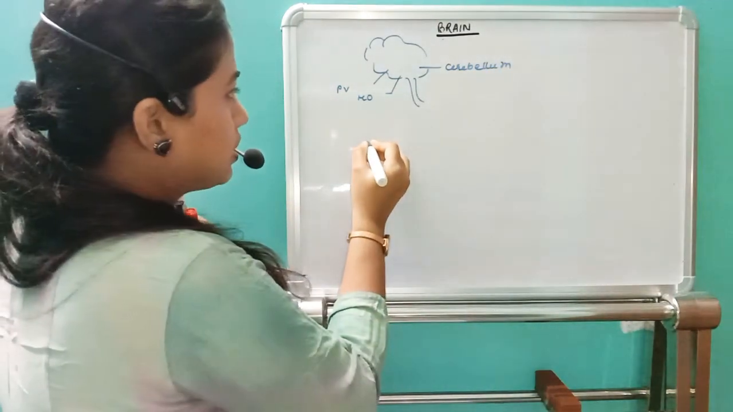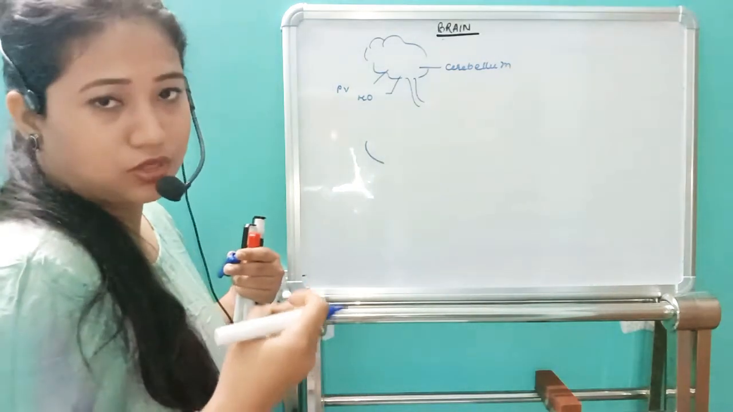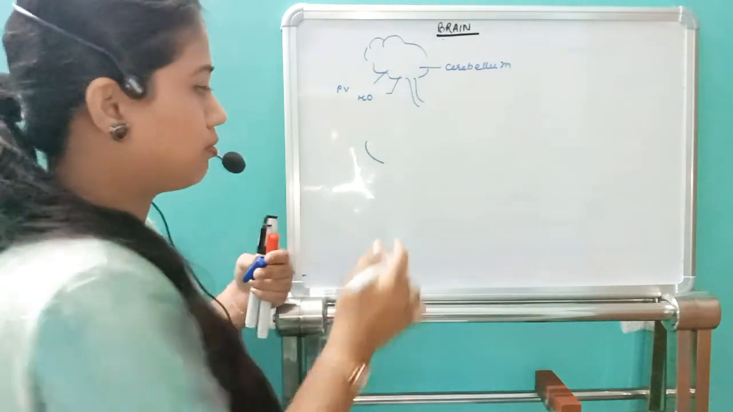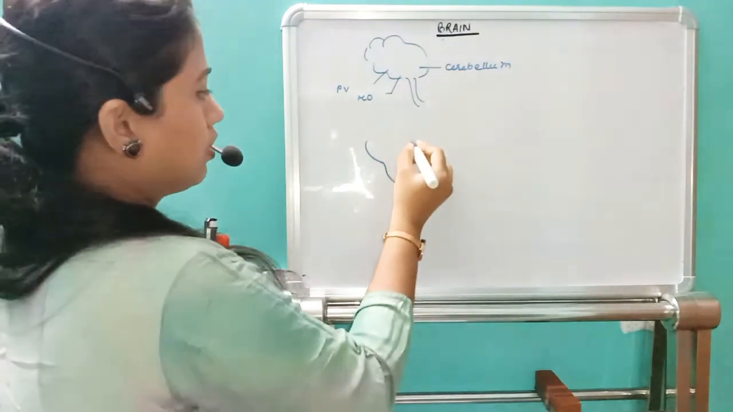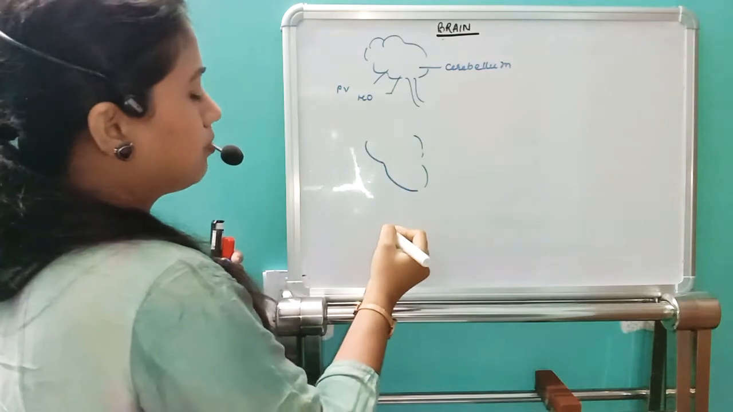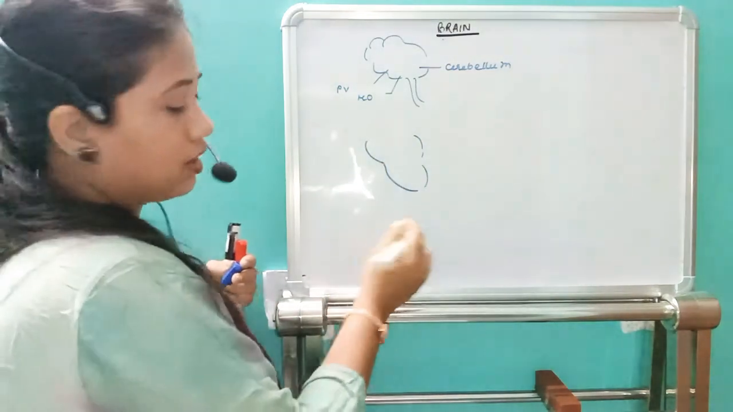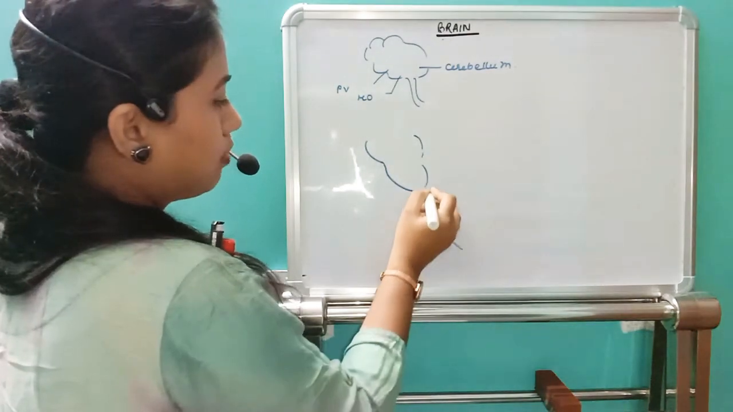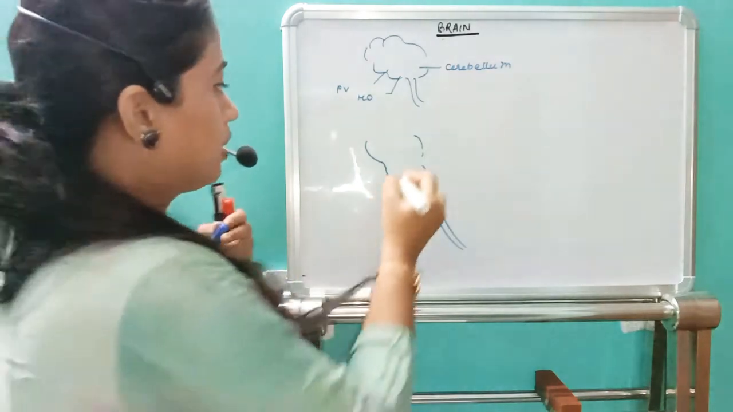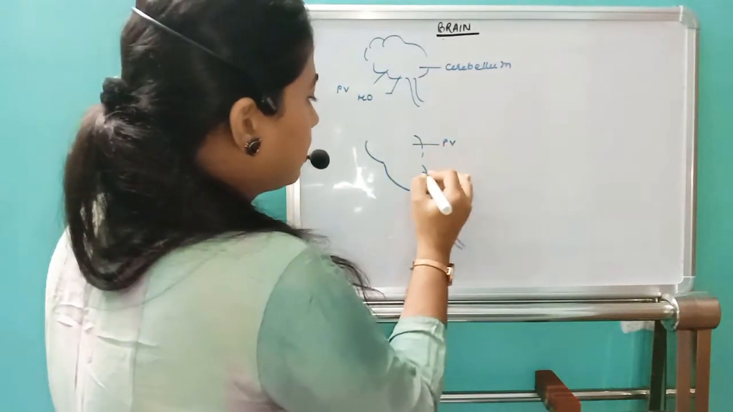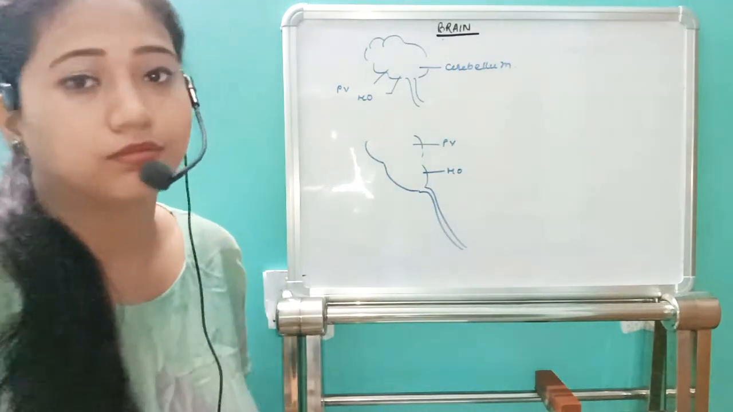So if you see this structure, I will draw the pons varoli and medulla oblongata separately, and after that we'll move to the cerebellum. So this is the pons varoli and this is the medulla oblongata. Here we will have the cerebellum, but up to this is the pons varoli and medulla oblongata, and medulla oblongata extends to form the spinal cord. Now let us see their functions.